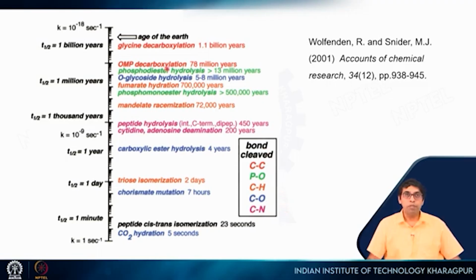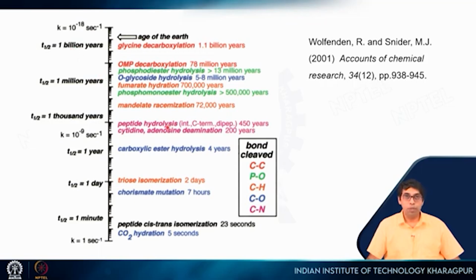These are some of the very important reactions that occur in our body, and their half-life is listed here. So, what is half-life? It is the time that is needed to reach 50% of the reaction, and that is denoted as T half. You can see there are some reactions where the half-life is 1 year, and then there are reactions where it can go up to 1 billion years.